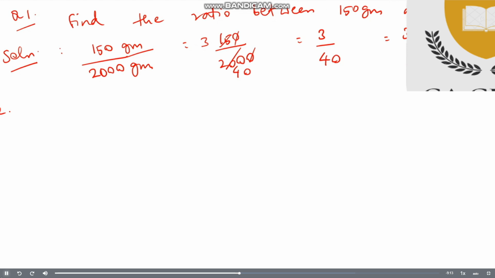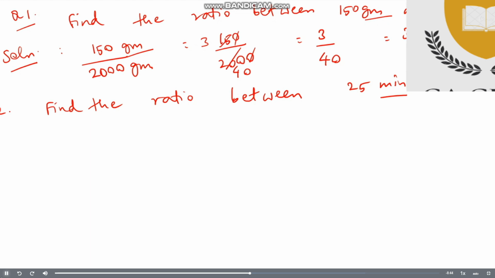Second question. Find the ratio between 25 minutes and 45 seconds. In the first question also, grams and kilograms cannot be compared. That's the reason we are converting grams to kilograms. And in the second question also, minutes and seconds cannot be compared. You have to convert it to one of the common units. Either you convert to minutes or you convert to seconds. The easiest is to convert the minutes to seconds.